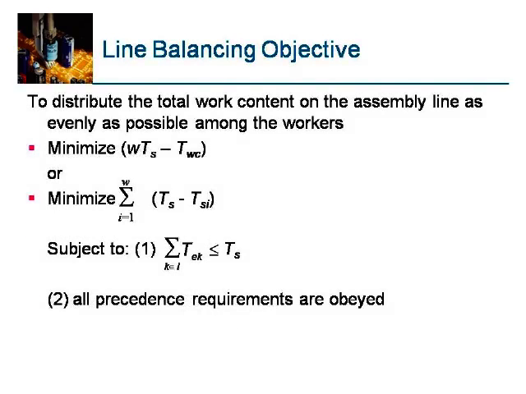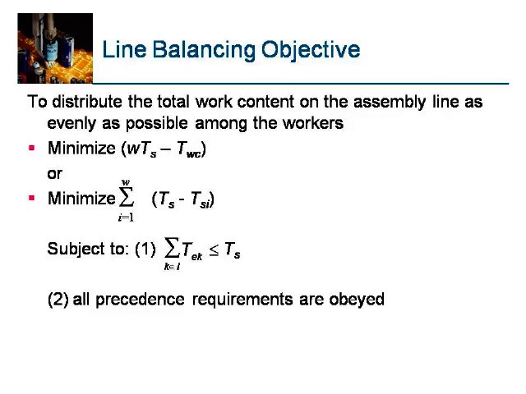The line balancing objective is to distribute the total work content on the assembly line as evenly as possible among the workers. Minimize the delay W TS minus TWC, or minimize the total delay, the sum from i equals 1 to W of TS minus TSI, subject to: 1, the sum of TEK is less than or equal to TS; 2, all precedence requirements are obeyed.